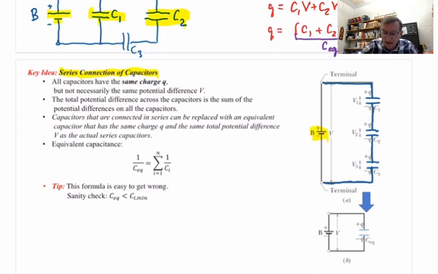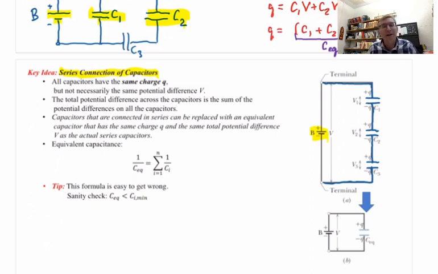And you can just think of that, well, there's capacitor 1, followed by capacitor 2, followed by capacitor 3. Or you can think of it the other way, C3 followed by C2 followed by C1. The order is not so important as the fact that it's just one after the other. Okay? And just connected together with conducting wires, and that's all.